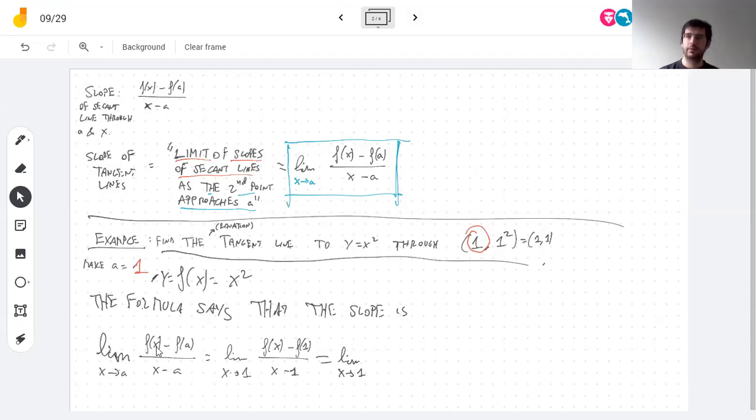Wouldn't f of x be 1? F of x? Yeah. No. If it's going through those points, wouldn't it? F of 1 is 1. Oh, yeah. What is f of x? What function am I trying to tangent of? X squared. X squared. So f of x.